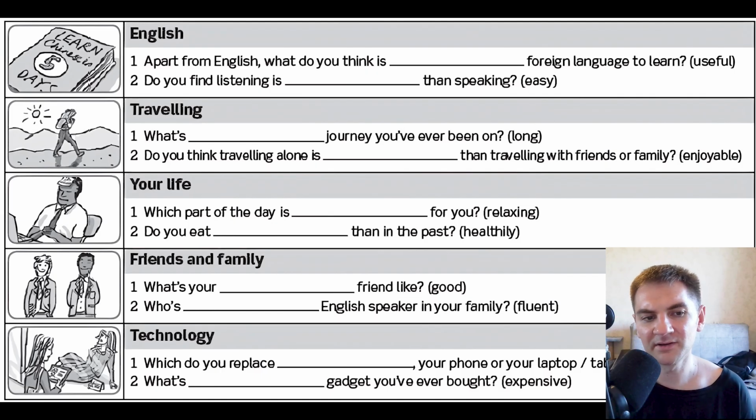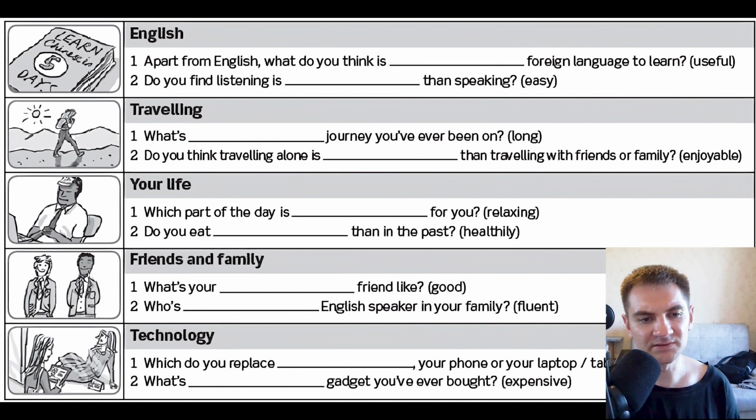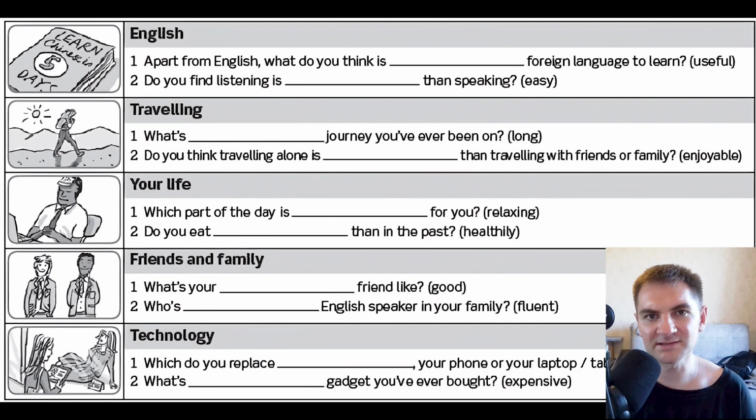Okay, your life. Which part of the day is the most relaxing for you? Most relaxing, yeah? I think it's night because everybody's asleep and you just can relax and do your things. Okay, do you eat more healthily than in the past? Yes, I do.